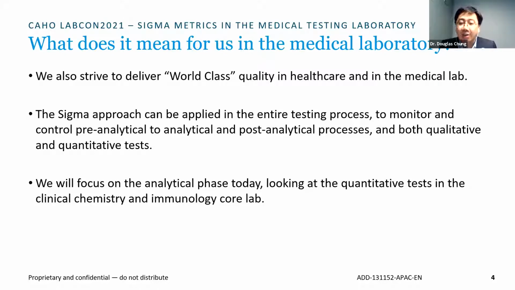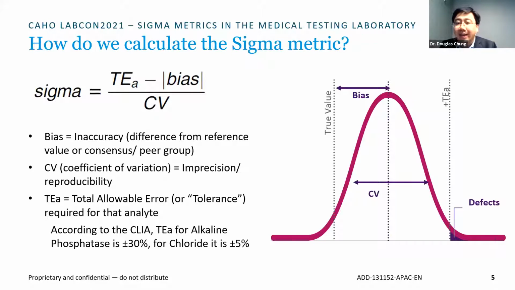But for today, I'll focus on just the analytical phase and looking at just the quantitative tests in the clinical chemistry and the immunology core lab, because that's the bulk of the volume, the majority of the workload that we have in the lab medicine department. Now, how do we calculate the sigma metric?